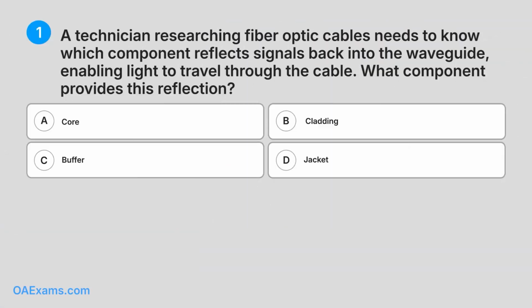1. A technician researching fiber optic cables needs to know which component reflects signals back into the waveguide, enabling light to travel through the cable. What component provides this reflection? A. Core. B. Cladding. C. Buffer. D. Jacket. Do you know the answer?